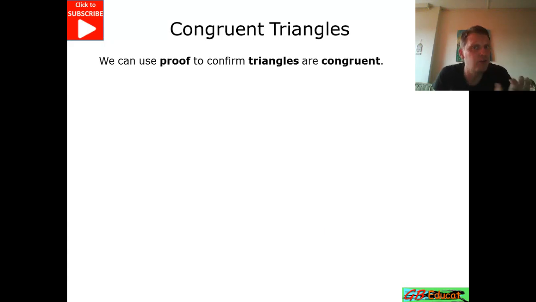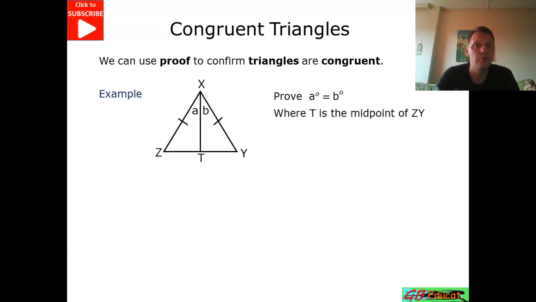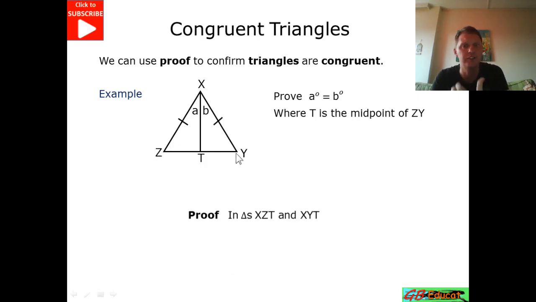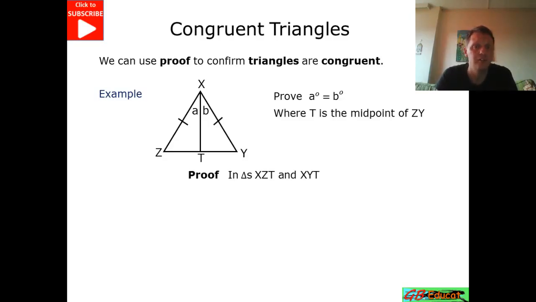So we can actually use proof when we're talking about congruent triangles. Here we've got our triangle, which is XYZ. And we've been told that these two sides are equal, and we've been asked to confirm or prove that angle A is the same as angle P, where T is the midpoint between Z and Y. So we can actually assign a proof to this. So first of all, I'm just saying within my triangles, XZT and XYT, so I'm treating these as two separate right angle triangles.